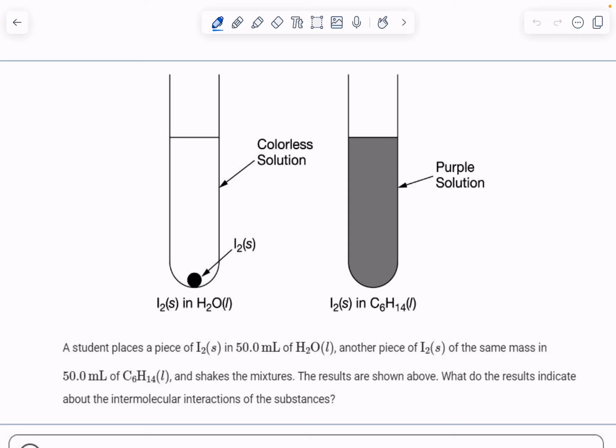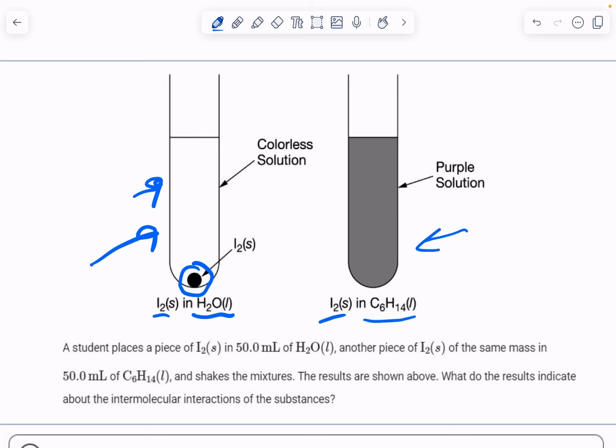So looking at the two before we go look at the multiple choice questions, in this one, the iodine is still a solid and did not mix and create a solution in water. So water, that's telling me, has different intermolecular forces than the I2. And in this one, we form a solution, and it's purple, which tells me it did mix. So that would tell me that I2 and C6H14 have similar intermolecular forces, and that is true.